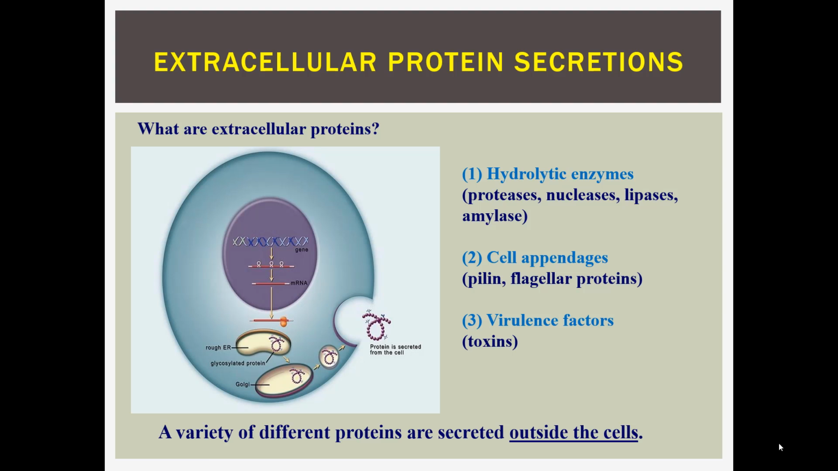Now, I want to talk about extracellular proteins. Extracellular proteins are proteins that are secreted outside the cell. These proteins include hydrolytic enzymes like proteases, nucleases, lipases, and amylases, toxins like cholera toxin, and structural proteins like pilin and flagellar proteins. These proteins are secreted through a variety of protein secretion systems.